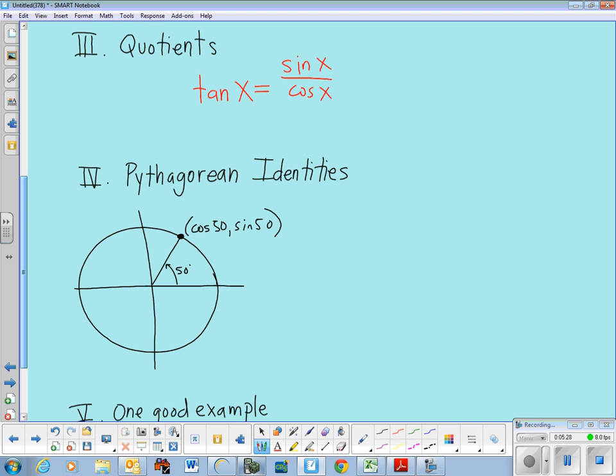If I make my right triangle, the cosine of 50 is down here, the sine of 50 is over here, and because my radius is always 1, if I apply the Pythagorean theorem, x squared plus y squared equals z squared, or a, b, c, whichever letters, cosine 50 squared plus sine 50 squared must equal 1.